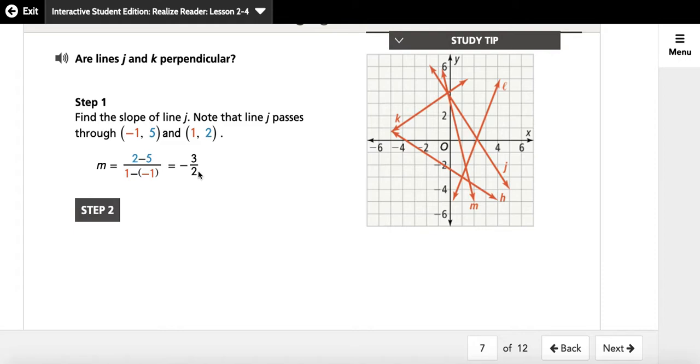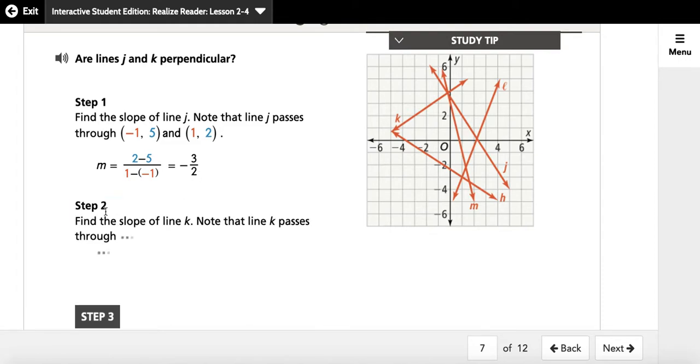Then they found the slope of line K. They noticed it went through -3, 2, and 0, 4. 4 minus 2 is 2. 0 minus -3 is +3. So the slope of that is 2/3. You might say, oh, they're different, so they're not parallel. Right, we're trying to see if they're perpendicular or not.